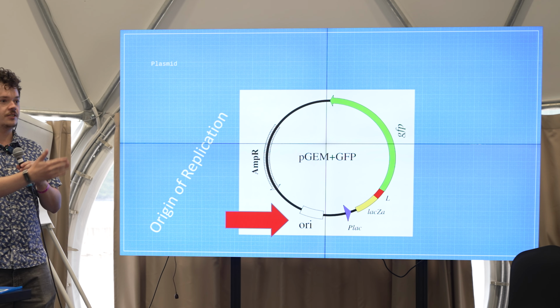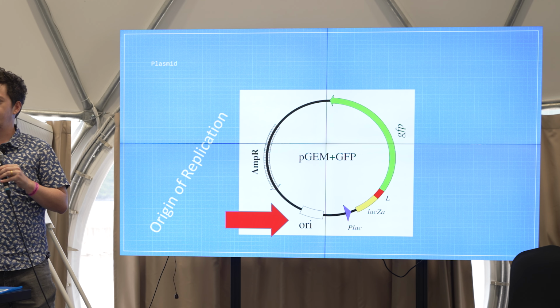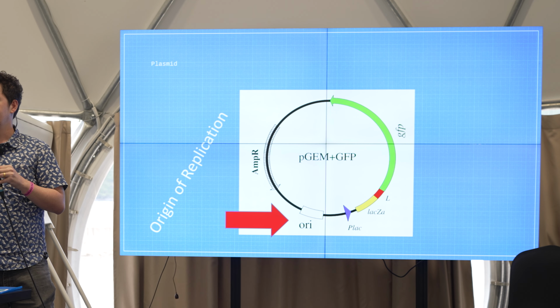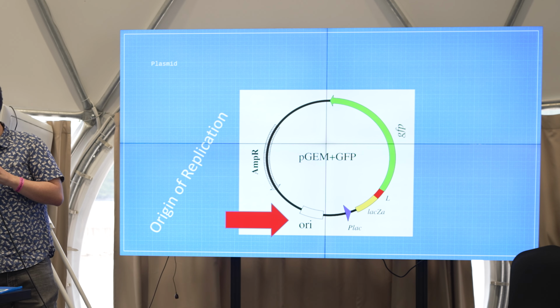The next thing, origin of replication. This is where essentially this gets made by the DNA polymerases, actually the mechanisms inside the bacteria, in order to make more of the plasmid. That way it just doesn't disappear after the first cell division or something like that.